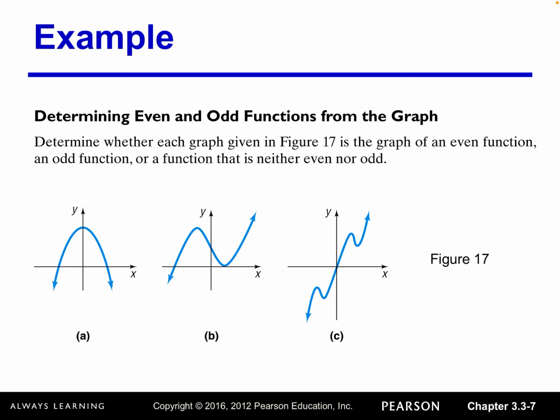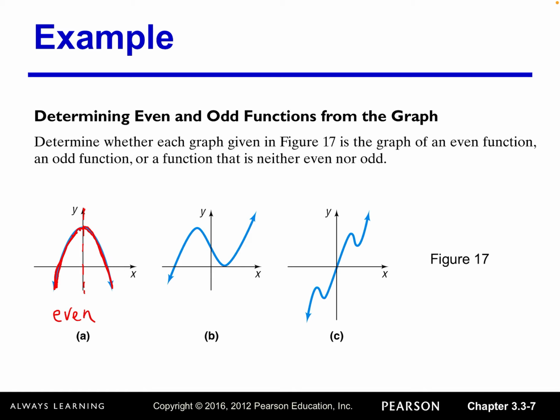So let's look at A. The A is very clear, right? This half of the graph is a mirror image about the y-axis, and we get the other half. So the graph is symmetric with respect to the y-axis, so the function must be even.